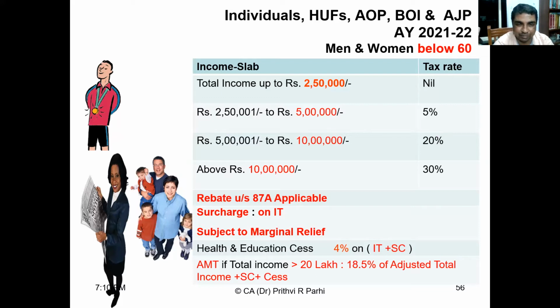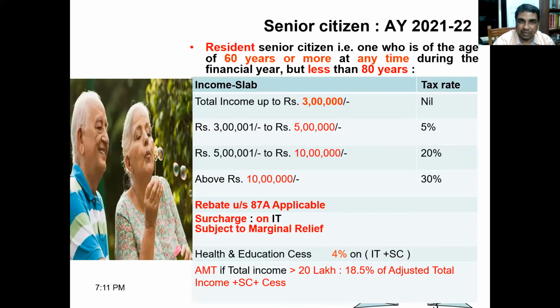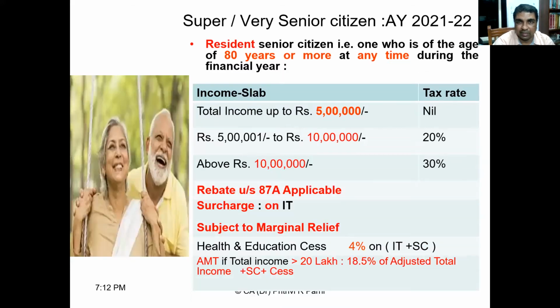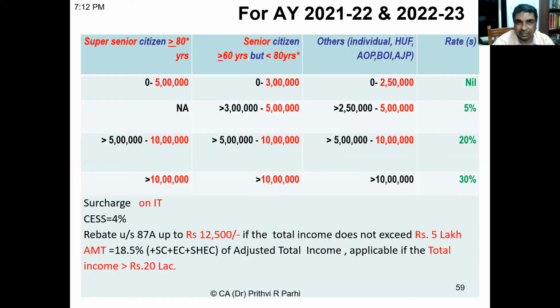You know this, is it not? Yes, sir. And for above 60 but less than 80, this is the rate. Up to 3 lakh rupees is exempt. You know this. And for above 80, this is the rate. You know this. We have discussed all this.